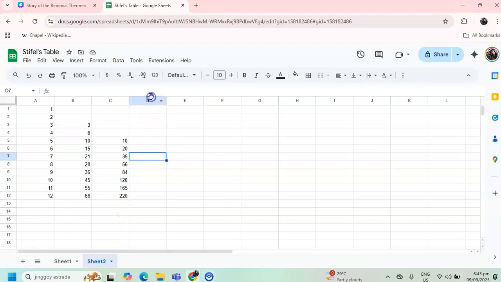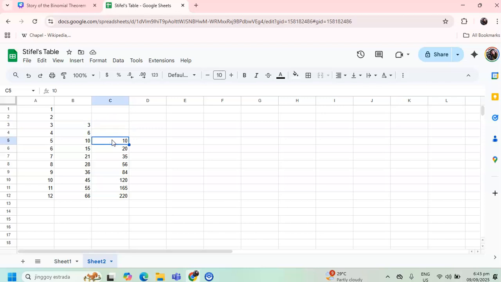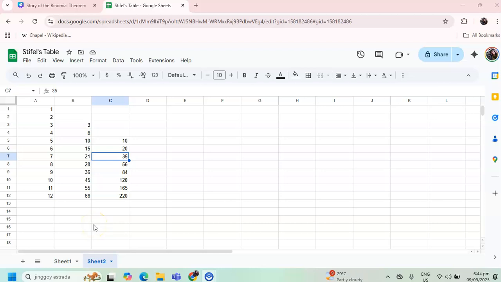Alright, and now for the fourth column, go back again to the previous column, then add 3 steps down. Go down. Please go 3 steps down. So 10, 20, 35. So we're going to start at row 7 for the fourth column. And then copy the third number of the previous column. That's 35. And we will do the Pascal's identity.